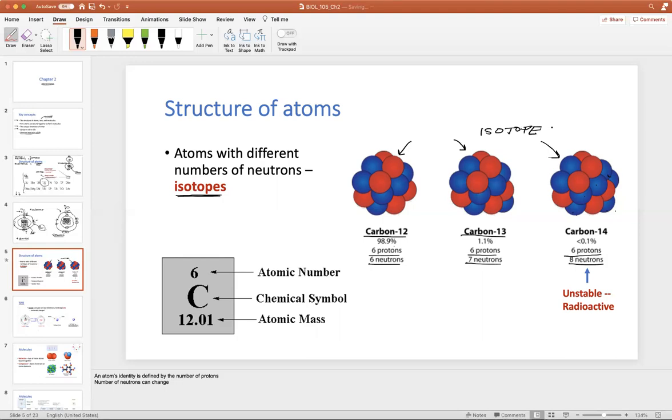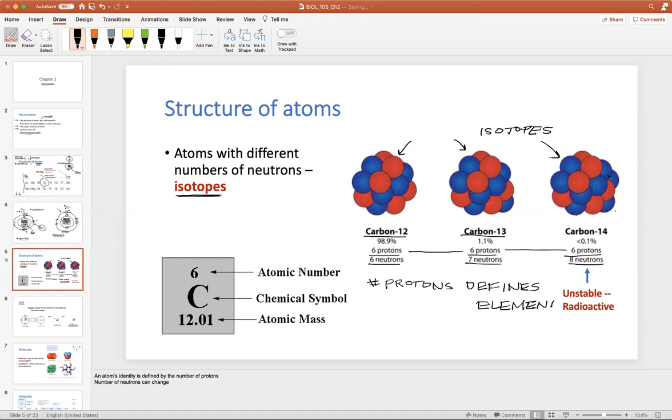Now, one of the things that I hoped you noticed is that the number of protons stayed the same in each of these examples. The number of protons defines the atom or the element. So I'm going to put number of protons defines the element. So what do I mean?